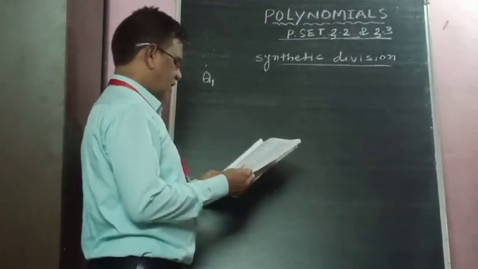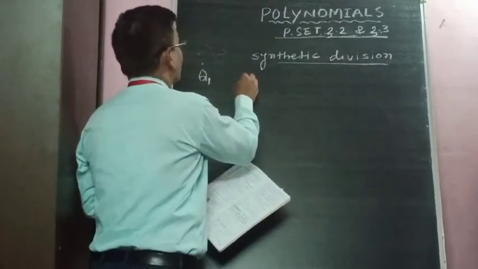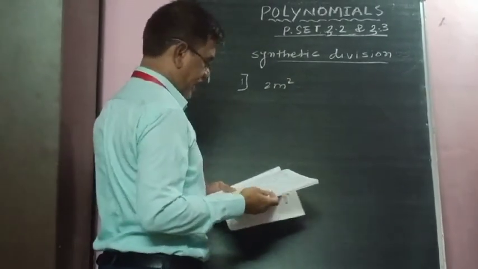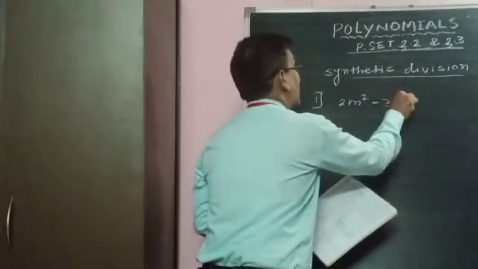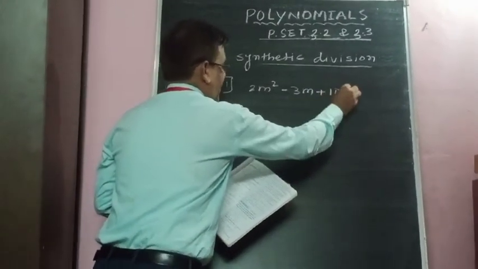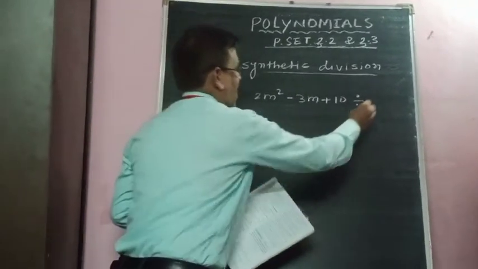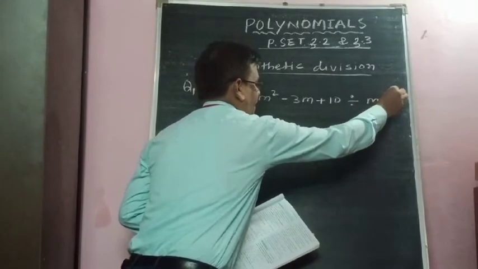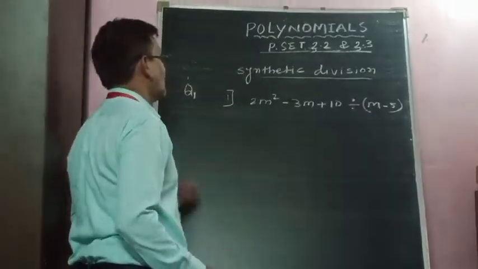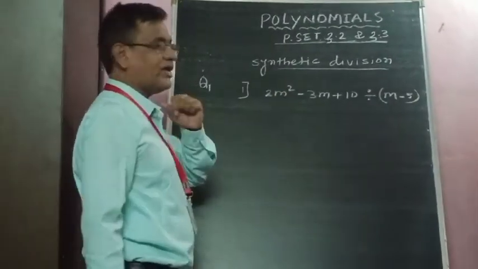Now first one, how to divide the given polynomial. See, the polynomial is 2m square minus 3m plus 10 divided by m minus 5. Okay, so concentrate here. This is a very important sum. Okay, and it carries maximum marks, so you have to concentrate here.